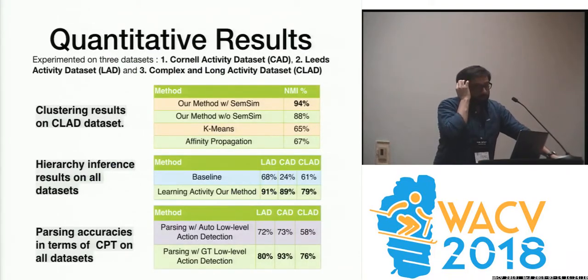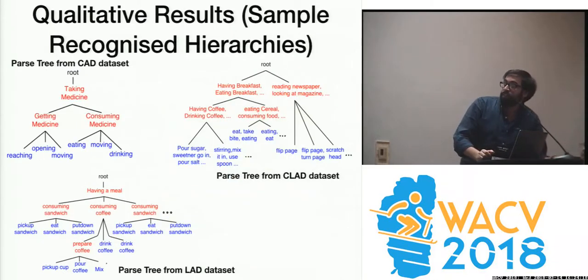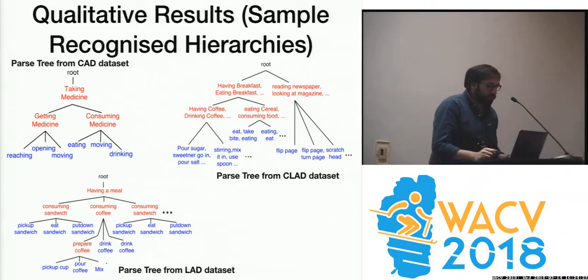Here are some results. So we see that we perform fairly well across all three tasks that we set out to do. We use 3 datasets, CAD, LAD, and CLAD. And here are some example hierarchies. It can be seen that they are fairly reasonable in what they detect.